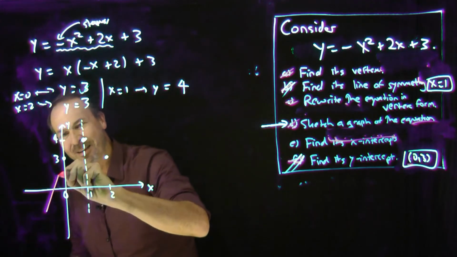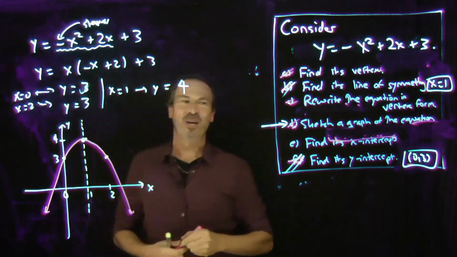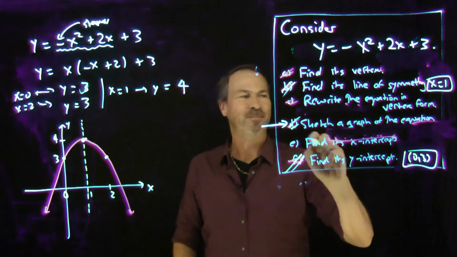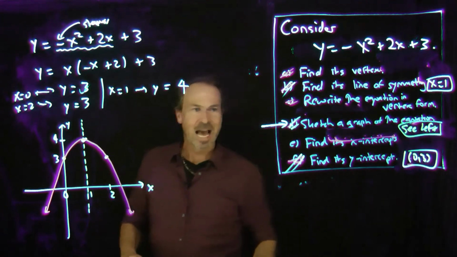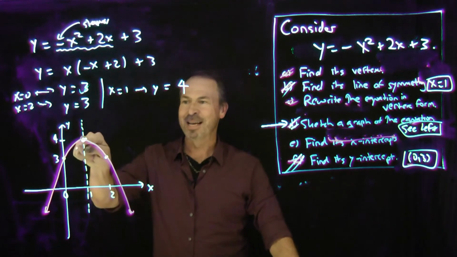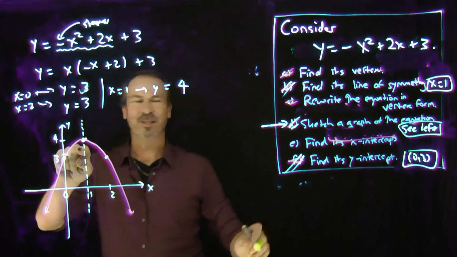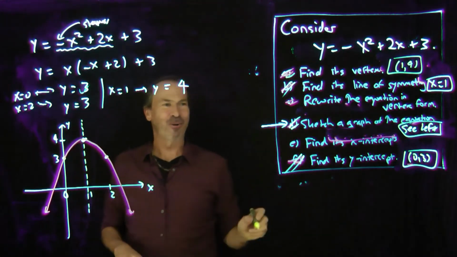Here is the graph. A nice U-shaped graph like that. Beautiful, beautiful. Sketch the graph, done. Now, what else can I do? Find its vertex. There it is. At x equals 1, y equals 4. At the point 1, 4. Oh my goodness, very good. Grand.